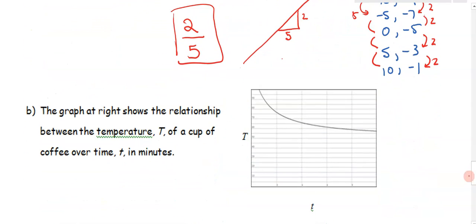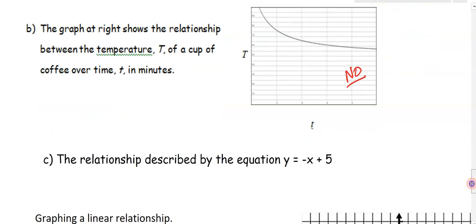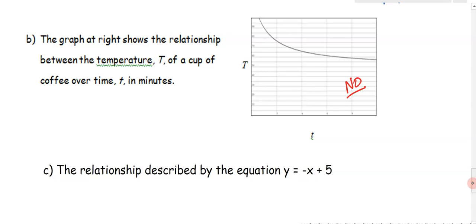By looking at a graph, how can I tell if it's linear? This is not a straight line, so it's not linear. That's as simple as that. How can I look at an equation to see if it's linear or not? Well, if it's degree 1. That's power of 1, that's power of 1, so yes, this is linear. I know if I was to graph this equation, it would become a straight line.